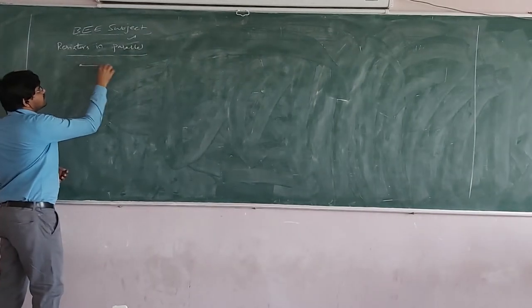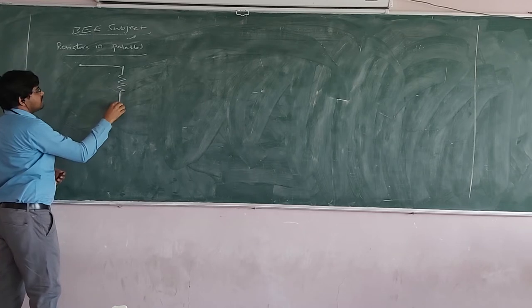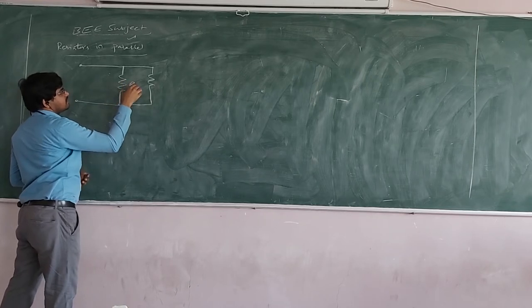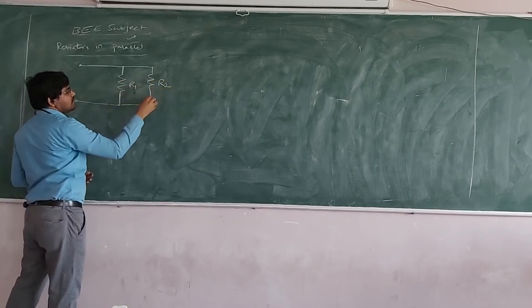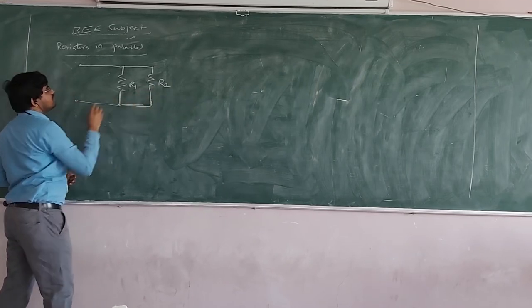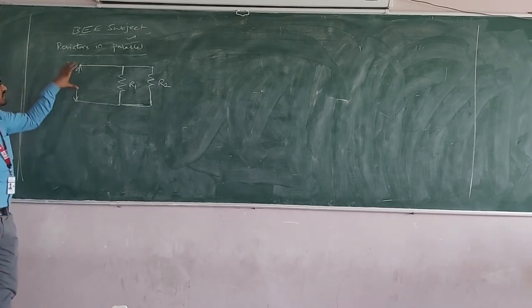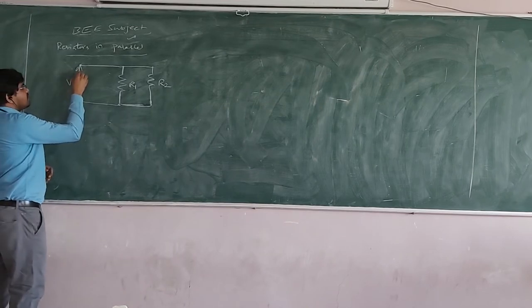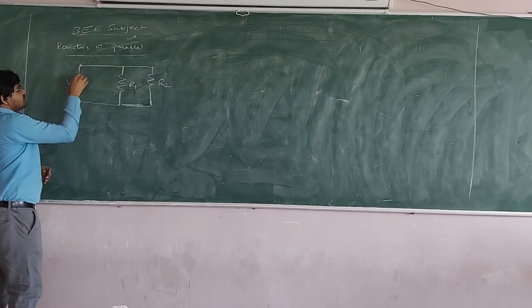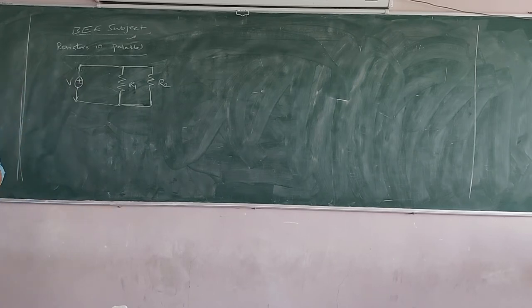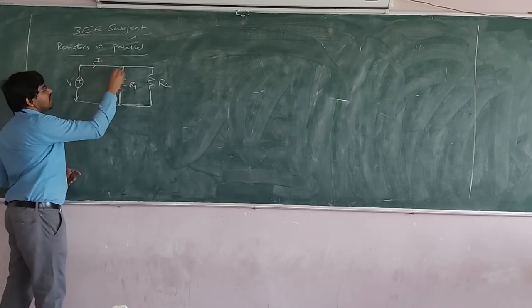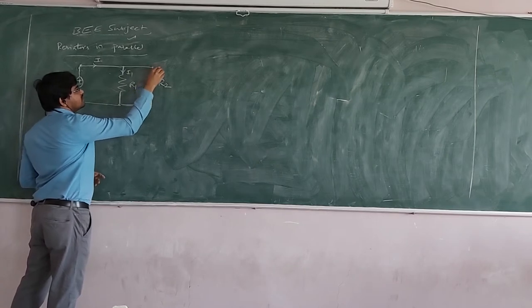Let us consider two resistors connected in parallel combination. This resistor is R1 and this resistor is R2, and the supply voltage that we are giving across these two terminals is V volts, the DC voltage. Symbolically you can represent this source as an independent voltage source. The current going in this branch is I, through this is I1 and through this is I2.